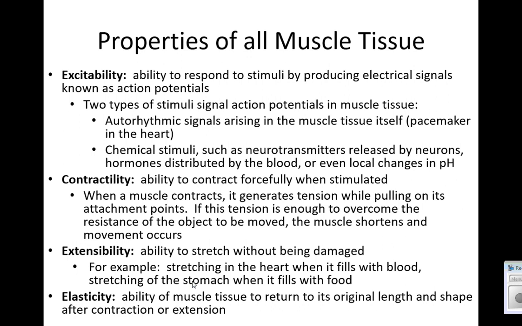In muscles, there are only two types of signals, whereas in neurons there could have been a lot more. There are autorhythmic signals, which we'll talk about in our next unit when we get to the heart, because that's what we're talking about when we talk about the pacemaker. In this unit, we're going to talk about chemical stimuli, specifically neurotransmitters, which are released by those neurons that we've talked about.